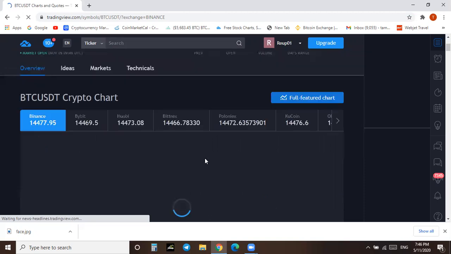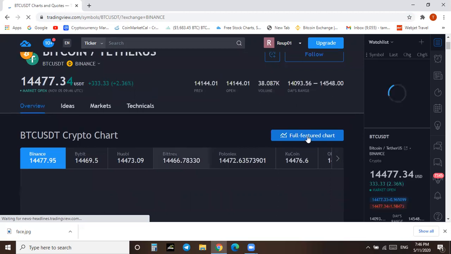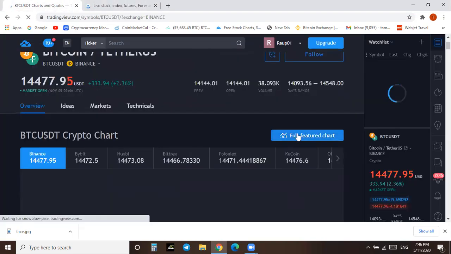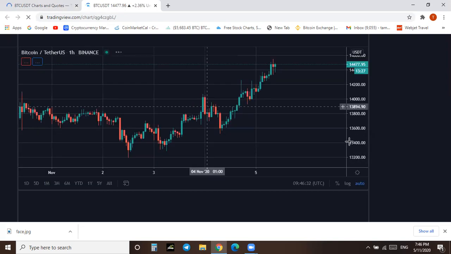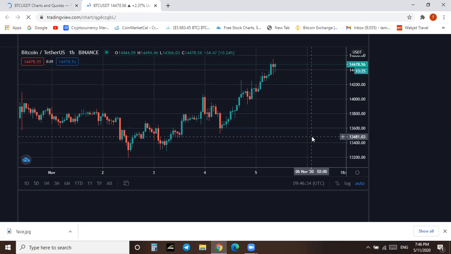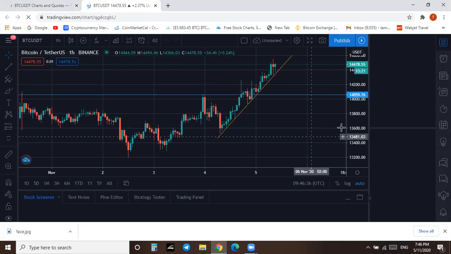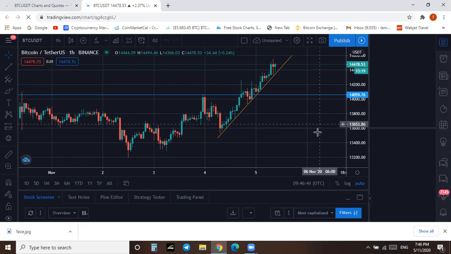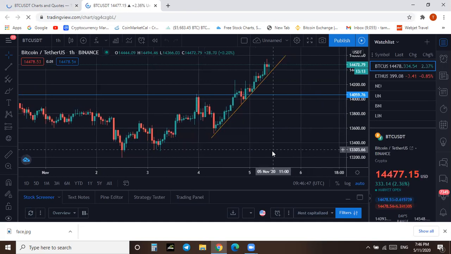What I'll do next is pretty much just go full featured chart. So you just go full feature chart there and it loads up. Just give me a second. I'm in the middle of nowhere right now, so not exactly 5G. So let's let it load up, and here we are. We are looking at the chart. I'm not going to teach you too much about the chart. I'm going to teach you more about TradingView. That can be later on.